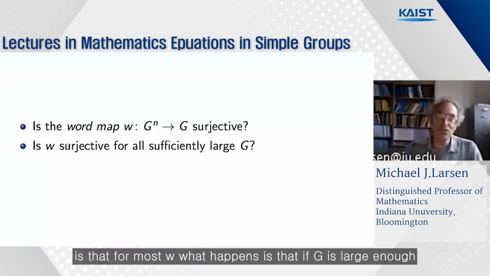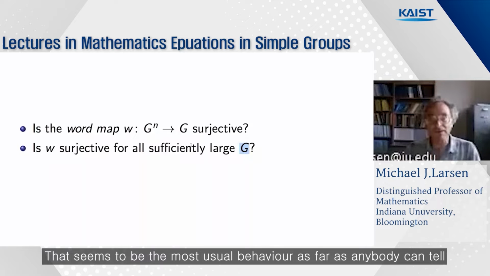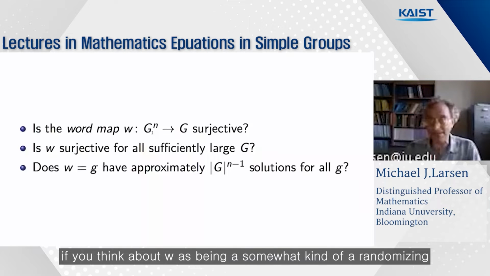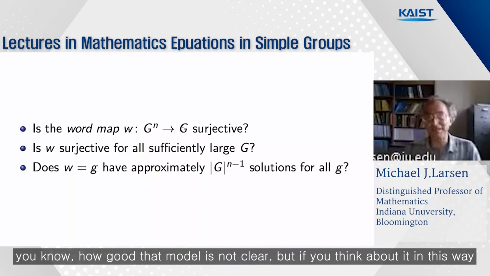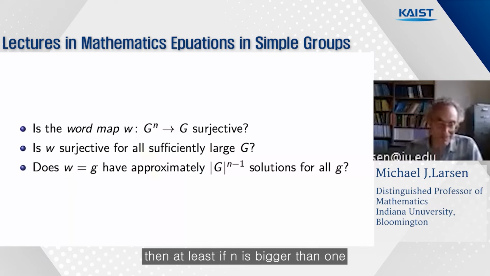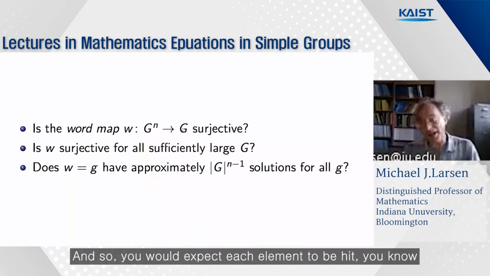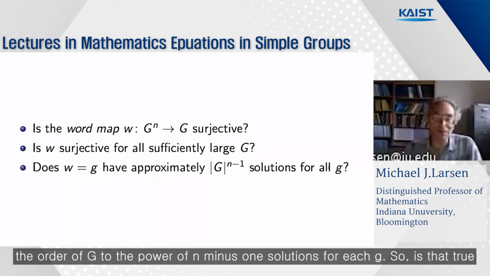The typical thing which you expect to usually happen, at least I think that's the expectation that most people have, is that for most W, if G is large enough, this map will be surjective. That seems to be the most usual behavior as far as anybody can tell. In fact, if you think about W as being a somewhat randomizing function, it mixes up these group elements in some way that's random, though how good that model is is not clear. But if you think about it in this way, then at least if n is bigger than 1, this set G to the n is much bigger than this set G. And so you would expect each element to be hit, probably a lot of times. In fact, you would expect approximately the order of G to the power of n minus 1 solutions for each g. So is that true?